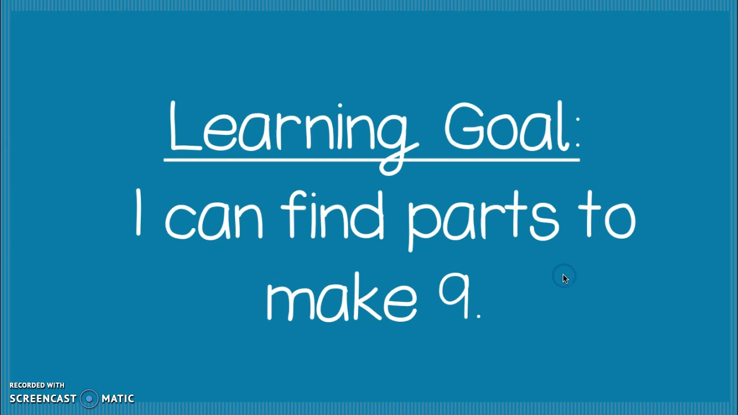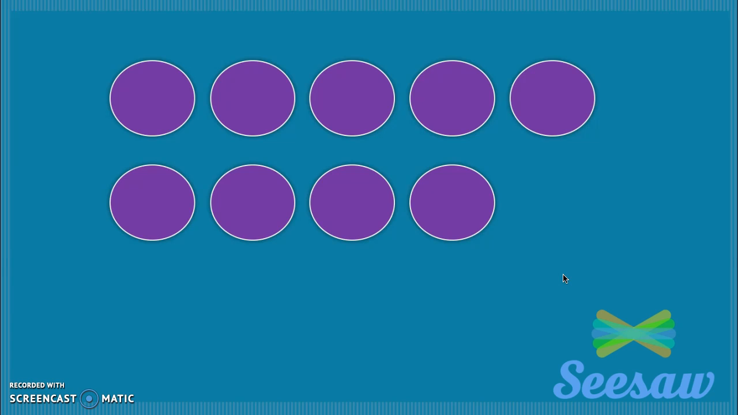All right, today, are you ready to be the boss? Because our learning goal said I can find parts to make 9, and you get to pick what those parts are. I know that you can do a nice job. So here we go. For your video, for your Seesaw, I want you to go ahead and draw a picture of 9 items. I added circles because I like good fast math drawings, but it could be anything. Then I want you to go ahead and break it up into parts and write a number sentence to match it. Oh, I can't wait to see what all you bosses do. Good luck, friends.